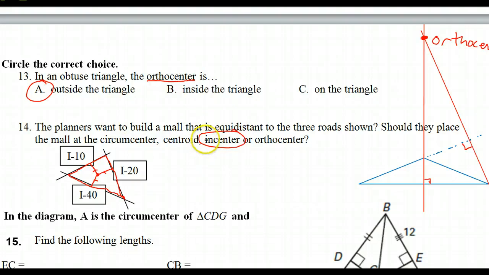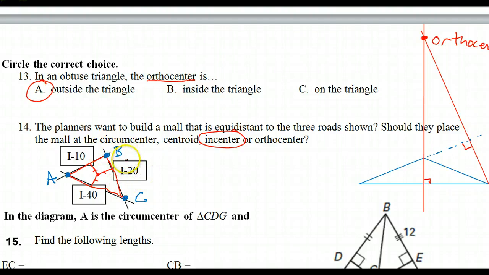Now, just to make a point, I could have easily made this problem a little bit different, and instead of talking about the roads here, I could have talked about the towns. Say there's a town here, and I could have given these names, but right now I'm going to call them town A, town B, and town C. If I had changed this question and asked, where should we put the mall so that it's equidistant to the three towns, then which triangle center would I have picked?